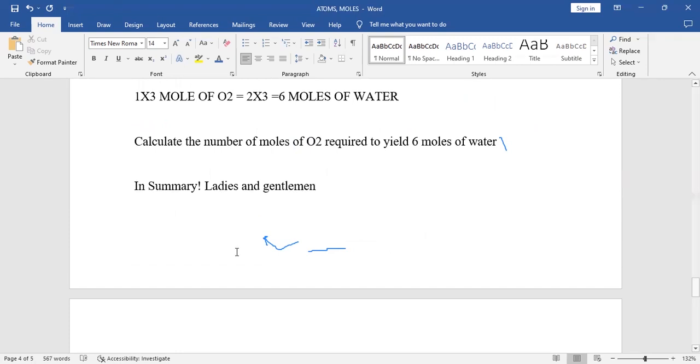So in summary, ladies and gentlemen, today we've spoken about what an atom is, what a molecule is, what an ion is, and they are the three things that constitute what matter is. We've also spoken about relative atomic masses and the use of the mass spectrometer. We've also spoken about relative molecular mass and how to calculate it using the relative atomic mass of the elements in that compound. We also defined how to get the empirical formula by dividing the reacting masses by the relative atomic mass.